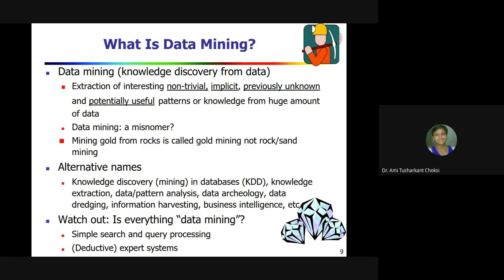So what we see, when we are having, say, gold mining, are we saying it as rock mining or sand mining? What we are doing in that? Say, when we are mining the gold, we have talked of the diamonds. Let us now talk of mining gold from rocks. It is called gold mining, isn't it? So what we are getting is the gold. Then here, actually we are getting the information or knowledge. So shouldn't we say it as knowledge mining? Shouldn't we say it as information mining? Why are we saying it as data mining?